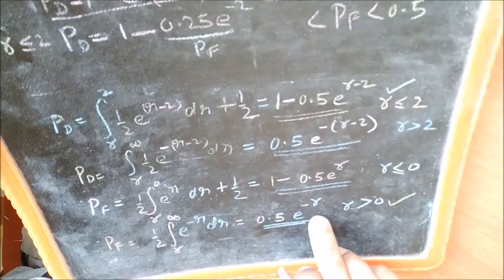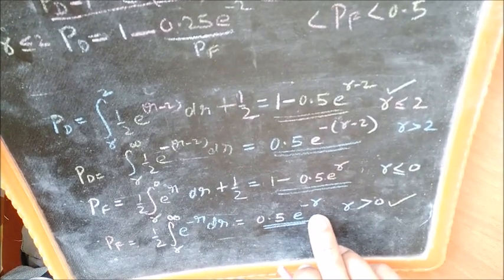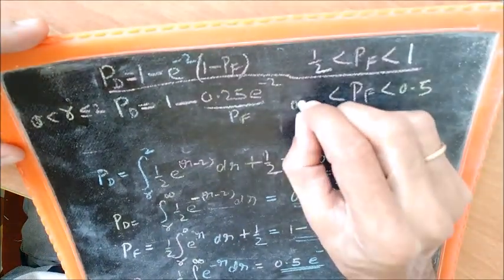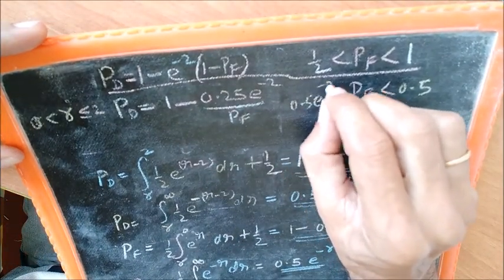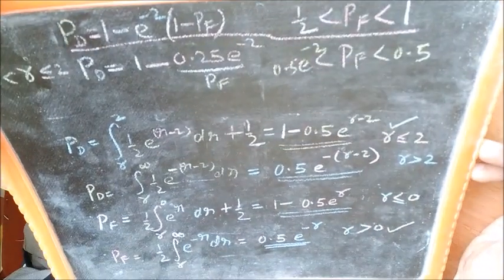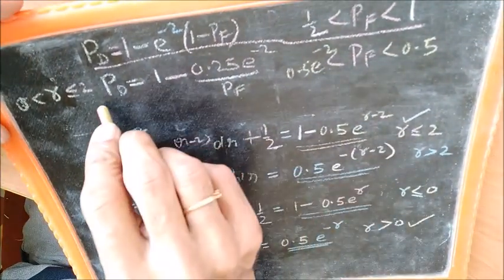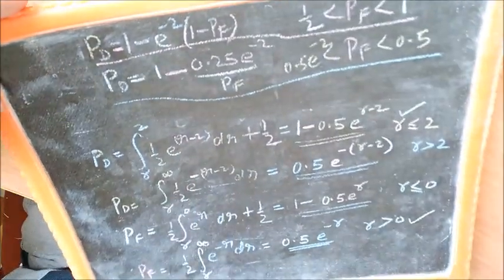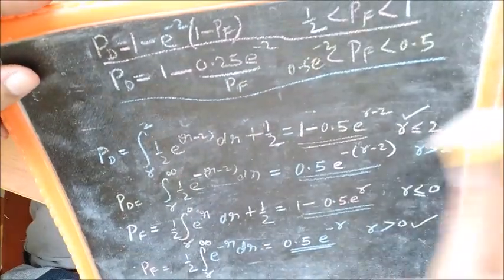And when gamma is 0, we have taken that, and when gamma is equal to 2, it is 0.5 e raised to minus 2. So this gives us the next range which we will be plotting.